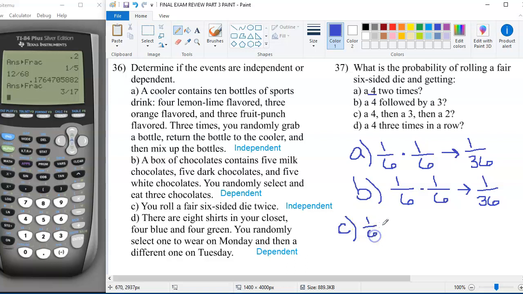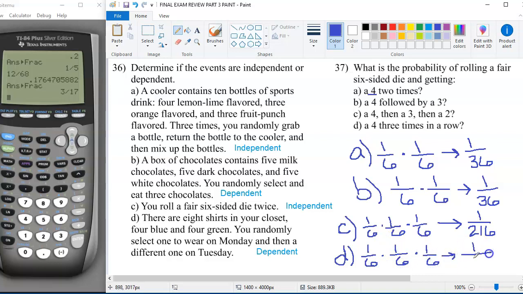Okay, same exact concept here. I don't know if you noticed this, but it didn't change. The probability of rolling anything is always the same. Probability of rolling a 2 is the same as the probability of rolling a 5. None of these things change. All right, and letter D, same thing. The probability of me rolling a 4, and then rolling a 4, and then rolling a 4 would be 1 out of 216. So A and B were the same, C and D were the same.